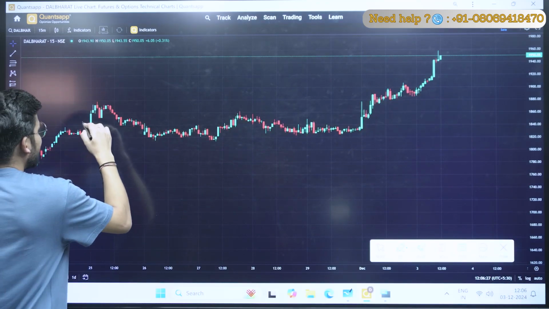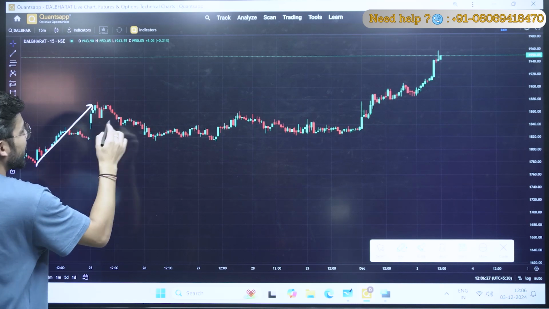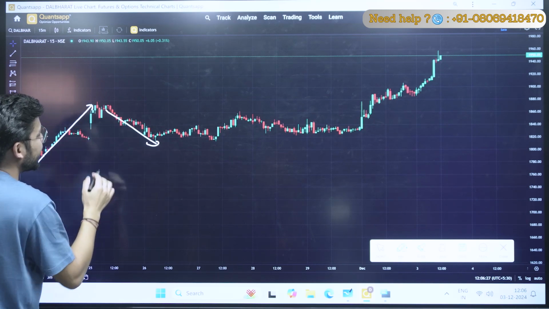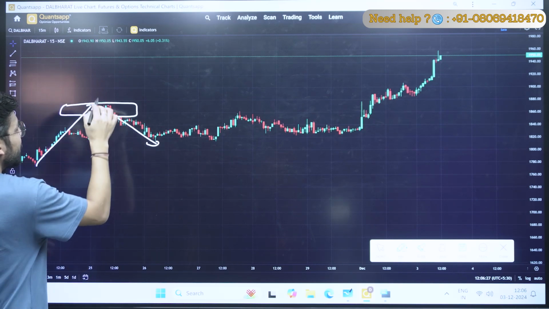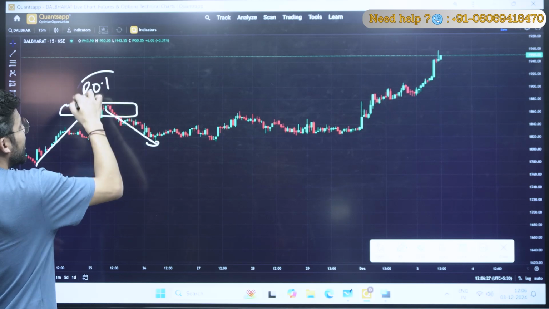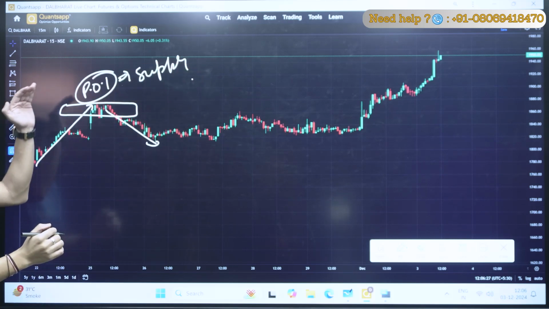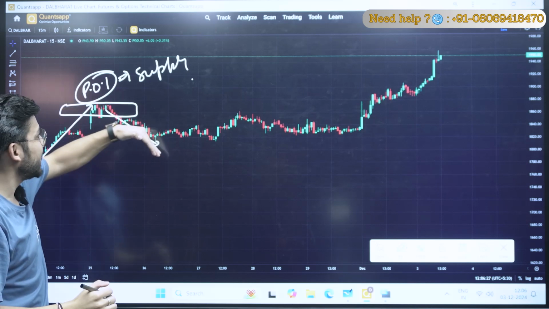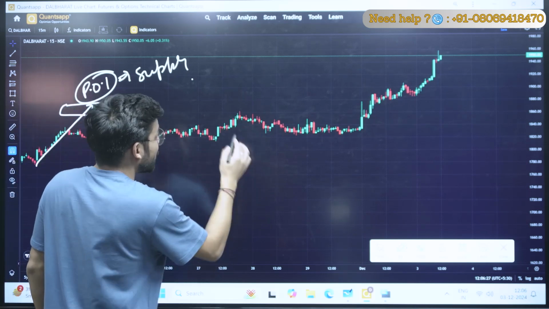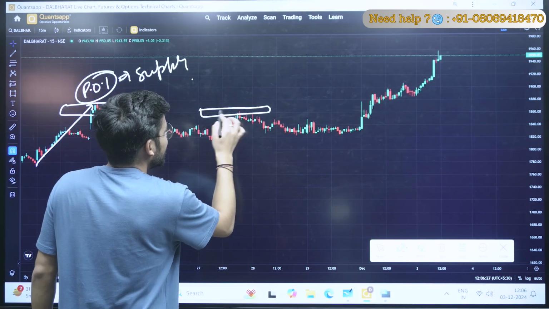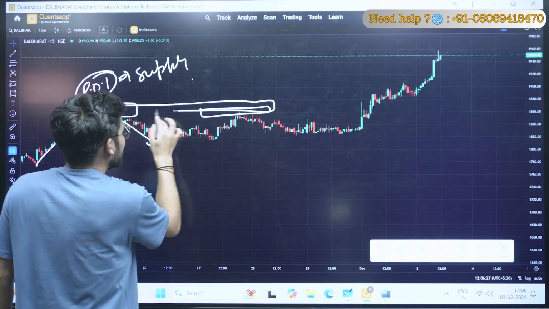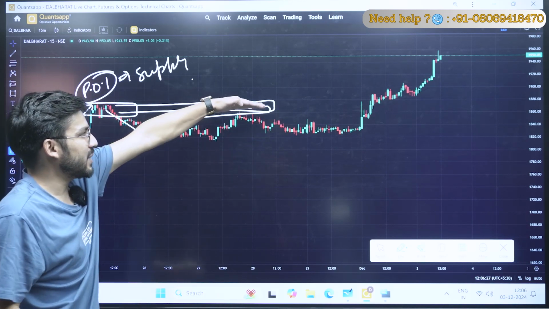You can see my market was moving in the upward direction, and from here a good downward movement started. It means this is the point of interest, or you can say a supply zone as well, because from here the interest has shifted from buyers to sellers, right? Now again you can see this was my market. If I extend this supply zone further, this is approximately my supply zone.